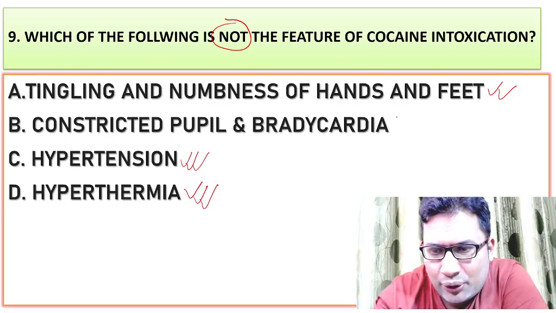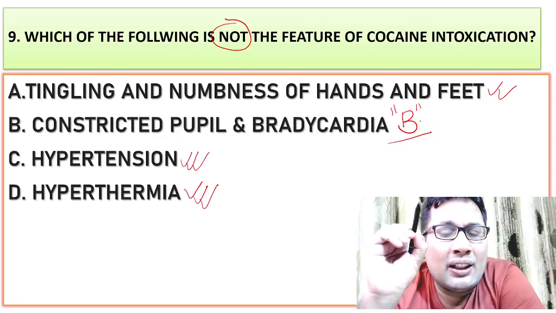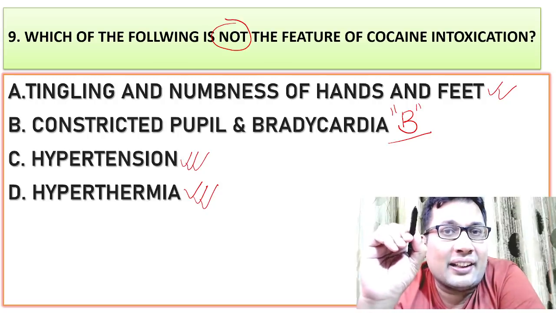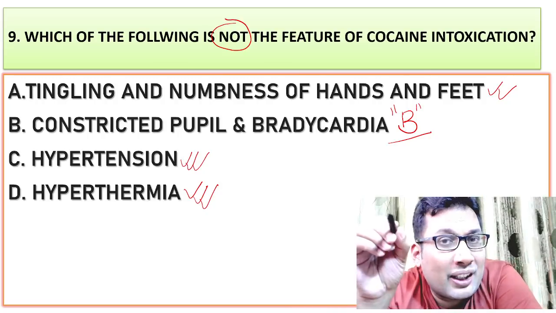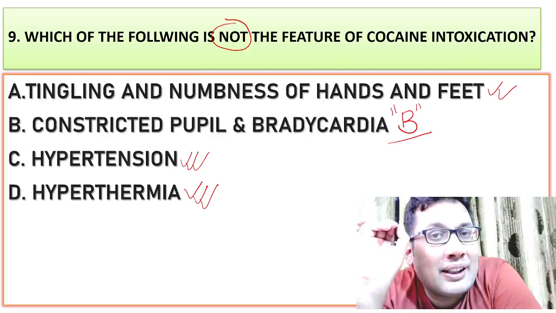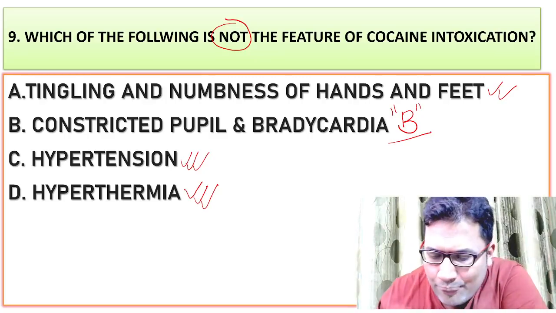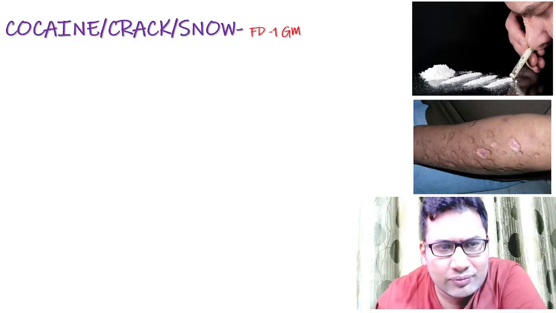So answer for this question is B is the correct answer. Okay. Constricted pupil, no, it is dilated pupil and there is a tachycardia that is seen. So because of tachycardia, hypertension, there may be intracerebral hemorrhage and sudden death also can happen in case of cocaine poison. Let's discuss about cocaine poison in and out. So in 1 or 2 minutes.